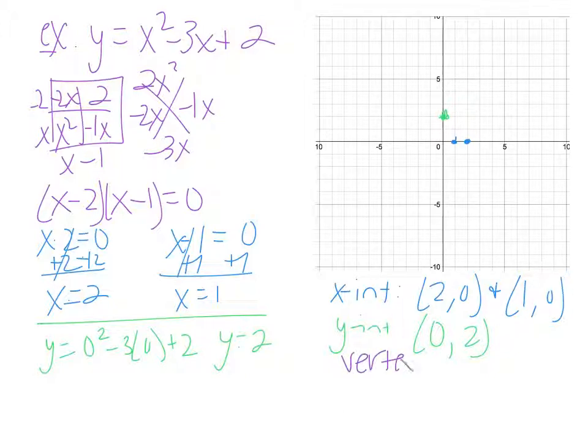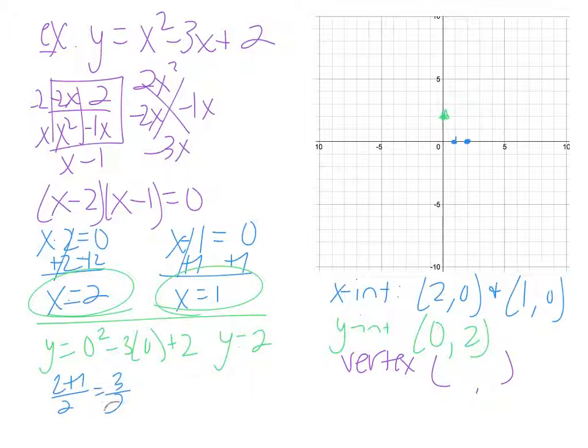So remember, the vertex is an ordered pair. So we are going to start by finding that line of symmetry. So we are going to take the x-intercepts and find their average. So we're going to do 2 plus 1 divided by 2, which is 3 over 2, which you could write as 1.5 if you'd like. So we have 1.5 as our x value, and if you look at the graph, I'm going to draw that little dotted line there to represent the line of symmetry at 1.5. So at that 1.5 line of symmetry, that is where the left and the right side of the parabola are going to match up perfectly.